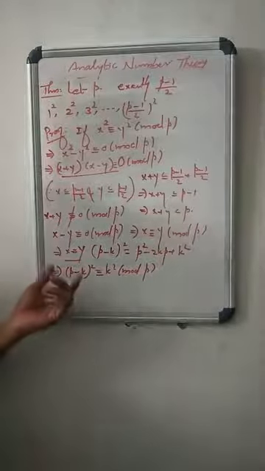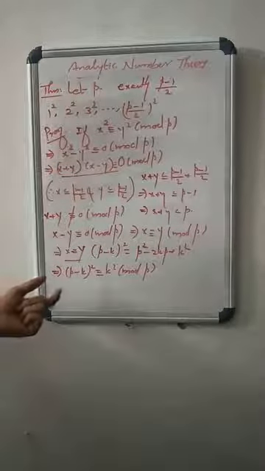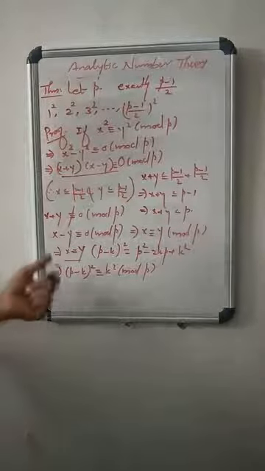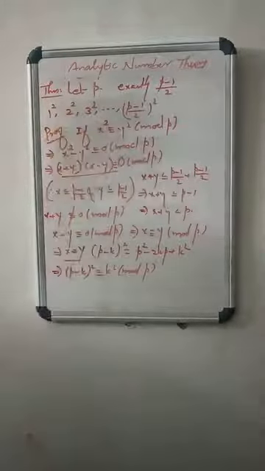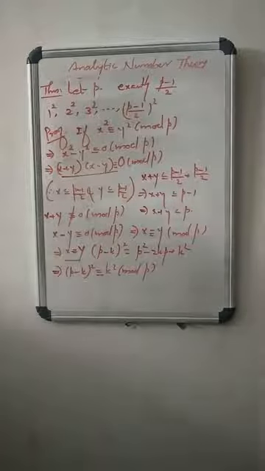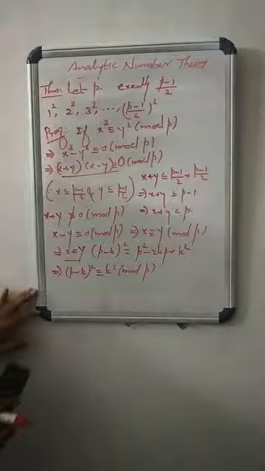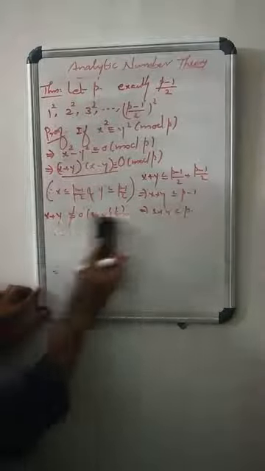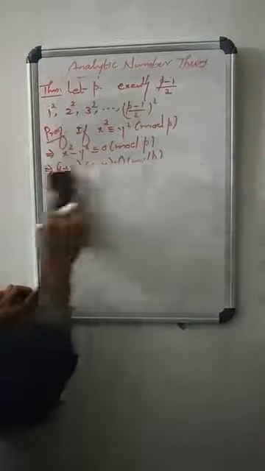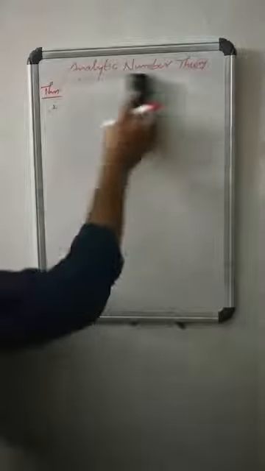That means every quadratic residue is congruent mod p to exactly one of the numbers 1 square, 2 square, 3 square, etc., ((p minus 1) by 2) whole square. That is what we wanted to show. Agreed? So for any odd prime p, every reduced residue system mod p contains exactly (p minus 1) by 2 quadratic residues and exactly (p minus 1) by 2 quadratic non-residues mod p. Okay.